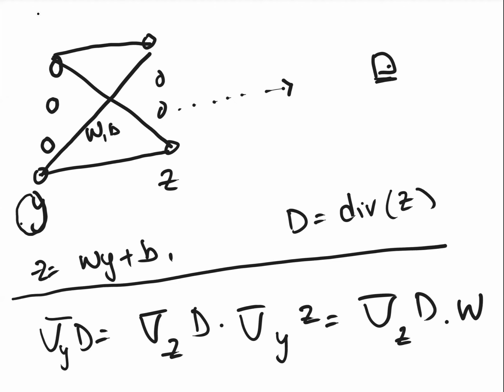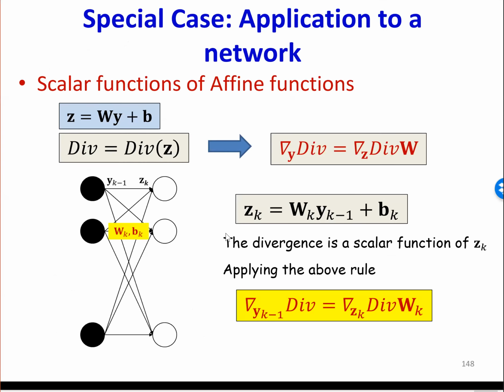So Harshit, is this making sense? Okay, that was this slide over here. The derivative of the divergence with respect to Yk minus 1 is the derivative of the divergence with respect to Zk times Wk. So is this clear?